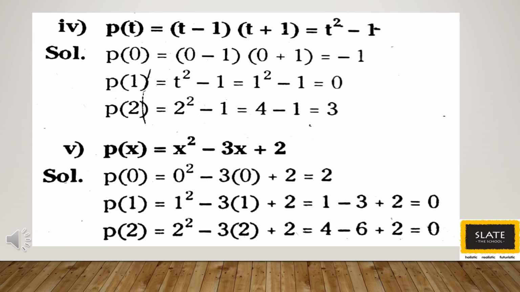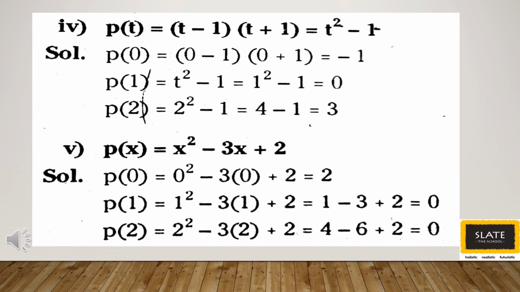Next polynomial is p of t is equal to t minus 1 into t plus 1, which can be further simplified to t square minus 1 using the identity a plus b into a minus b, which is a square minus b square. Now we need to find out p of 0, p of 1 and p of 2. We need to replace t with 0, 1 and 2 to get p of 0, p of 1 and p of 2. First, let us see p of 0.